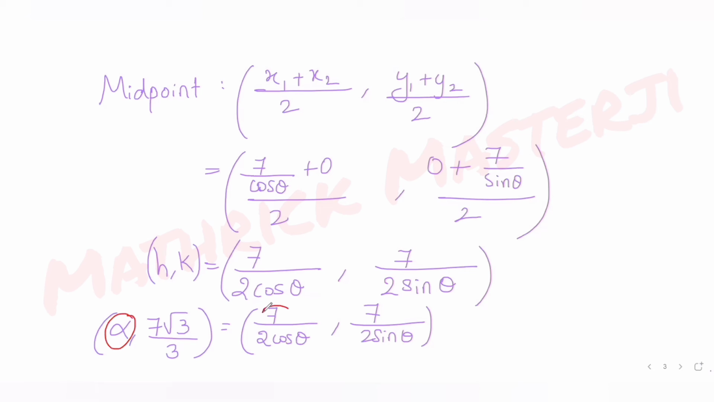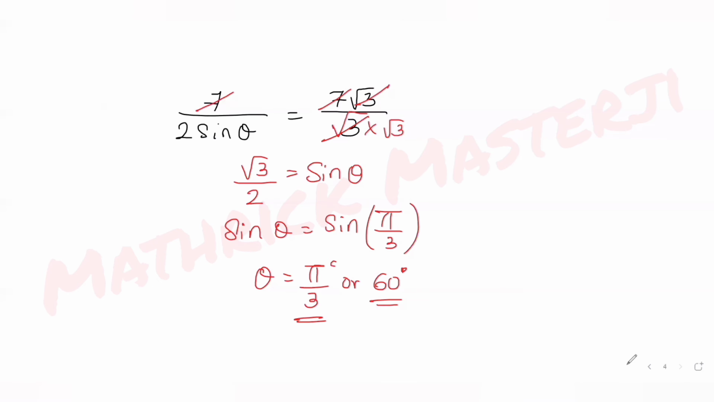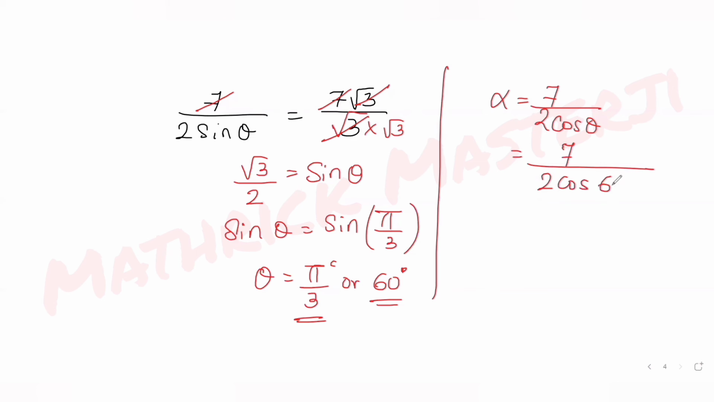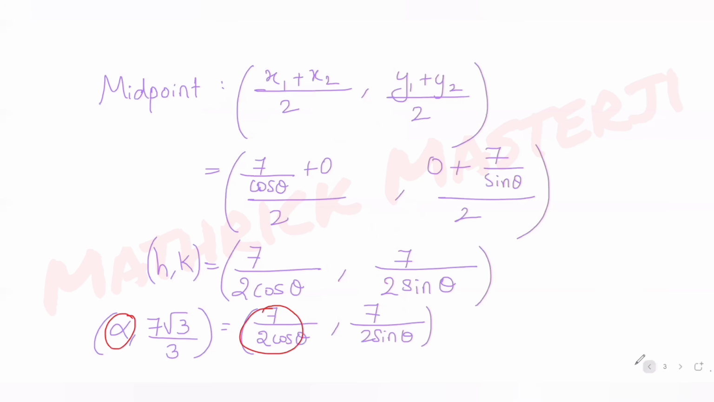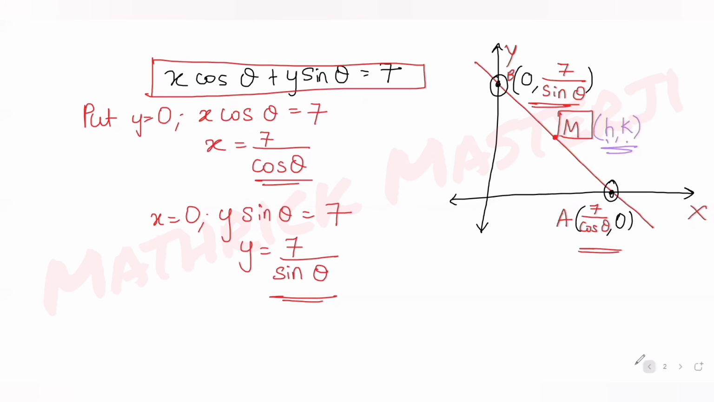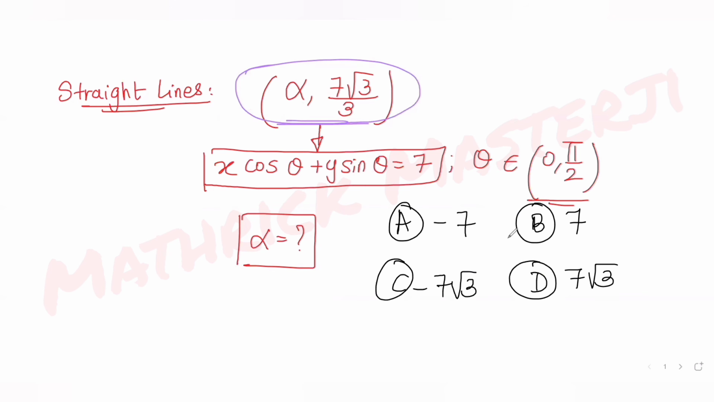So alpha becomes 7 over 2 cos theta. So from here I get alpha equals 7 over 2 cos theta, that is 7 over 2 cos 60 degrees or cos pi by 3. We know cos 60 is half, so this gets cancelled, and you get the value of alpha as 7. So this was the question asked to us, and the value of alpha matches with option B. So B becomes the correct answer for the question given to us.